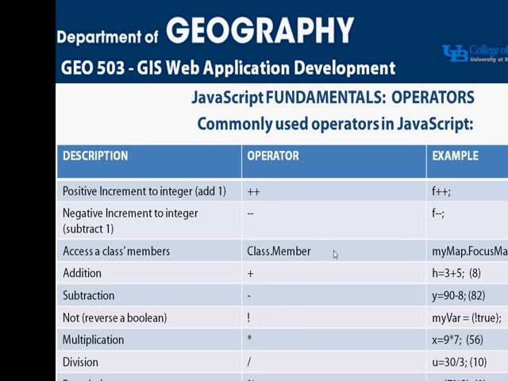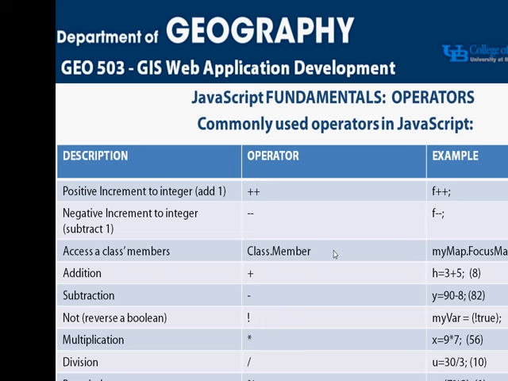Multiplication in school, we used an X. But to multiply numbers in JavaScript, like in most code, it's an asterisk. So 9 asterisk 7 is like 9 times 7. And we used the divide sign in school, but division in code is a slash. So 30 slash 3, assuming these are number variables, 30 divided by 3 would obviously be 10.